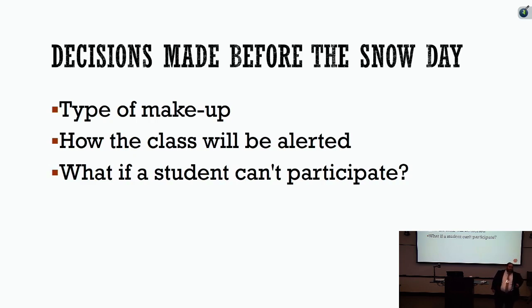And also then figure out what happens if a student can't participate. If there's a snowstorm, it's quite likely that at least some of your students, especially if you're teaching a big 70-student section of torts or something, somebody's going to have their power out. So what are the contingency plans for somebody if they can't participate?